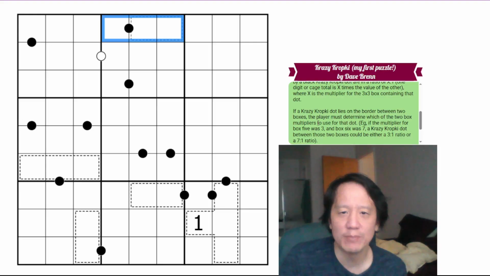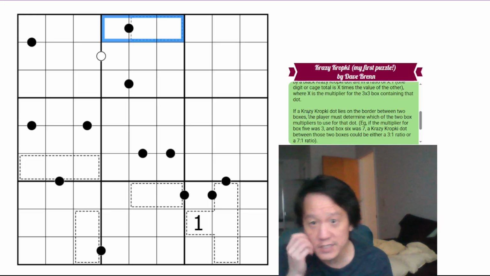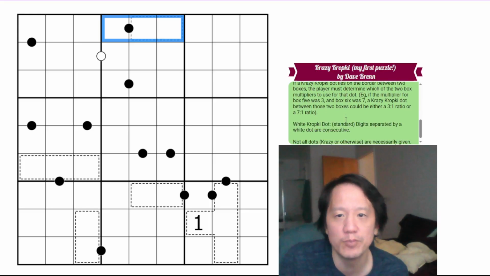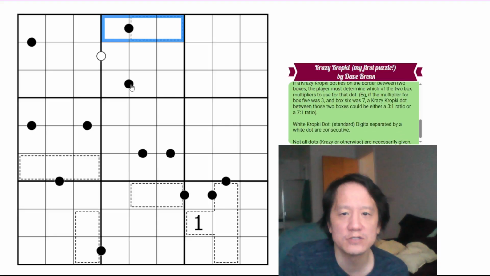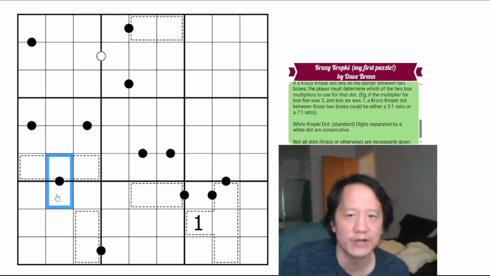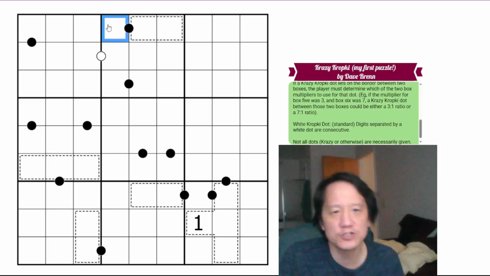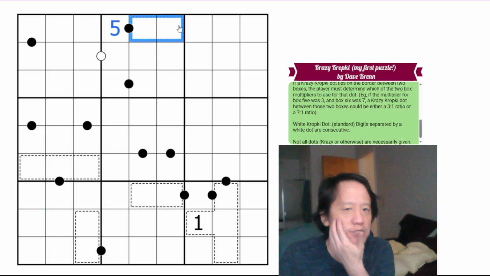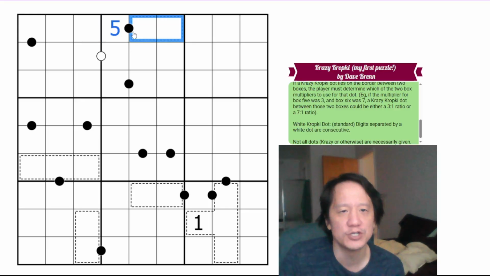I was going to say, what happens if the black Kropki dot is on a border? If a crazy Kropki dot lies on the border between two boxes, the player must determine which of the two box multipliers to use for that dot. So for example, if this were a 5, these two digits would have to be in a 5 to 1 ratio. These two digits must sum up to a 5 to 1 ratio with that digit, which is a 5. And this must be a 5 to 1 ratio here. Oh, that's interesting.